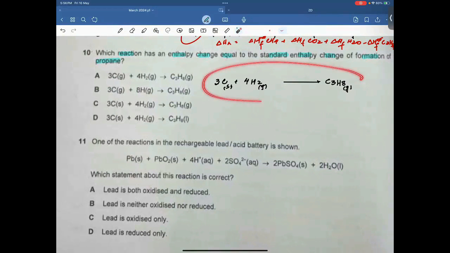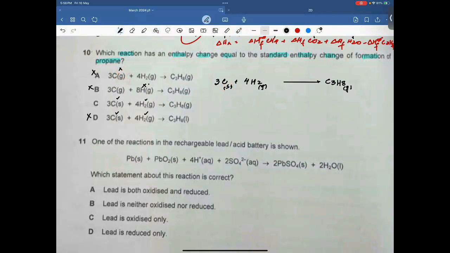So which equation is given? 3C solid. 3C solid is here. 4H2 gas. 4H2 gas is here, which means this option is incorrect because it is gas. This option is incorrect because it is gas. It should be solid. And this option is also incorrect because it is hydrogen atom instead of hydrogen molecule. All right. This option is incorrect because it is liquid. It must be a gas. So right answer is going to be C.